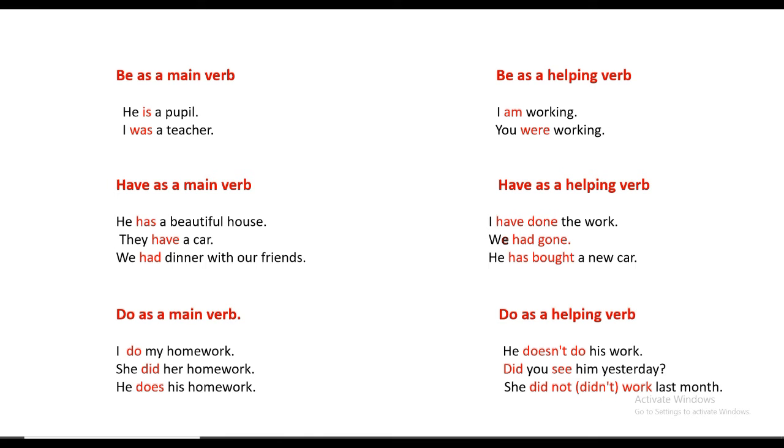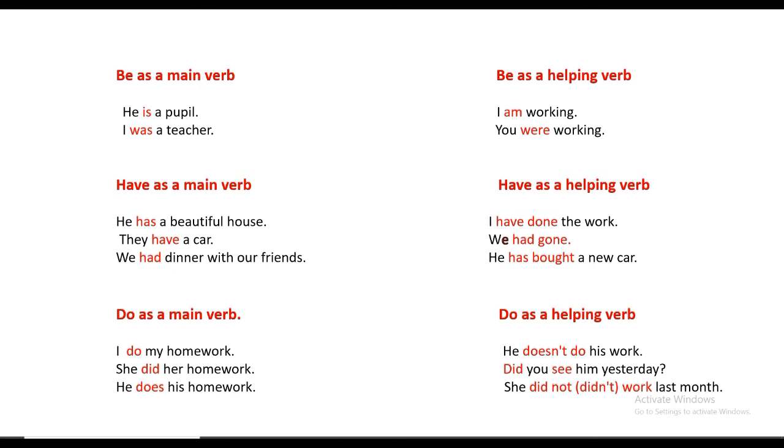Have as a main verb. He has a beautiful house. They have a car. We had dinner with our friends. In these three sentences, has, have, had are main verbs. Have as a helping verb. I have done the work. We had gone. He has bought a new car. Done, gone, bought are the main verbs here. Have, had, has are helping verbs.